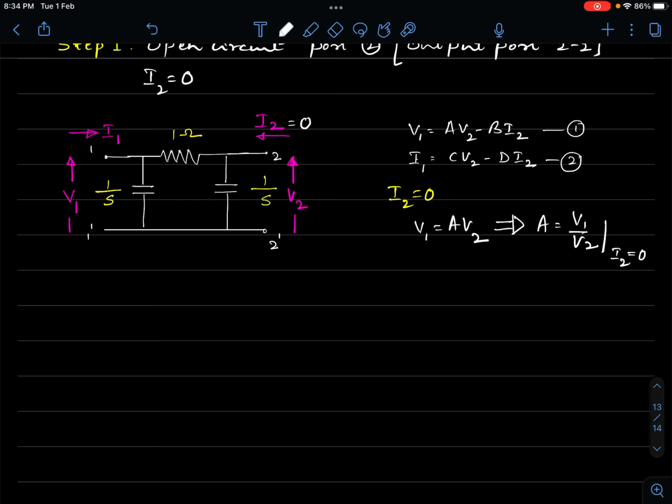So what will happen to equation 2? If I look at equation 2, I will get an equation like this: I1 equal to CV2, because DI2 would be 0. I2 is 0. So this results in the value of C. The value of C now is I1 to V2.